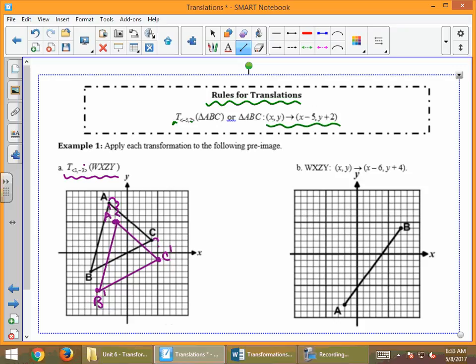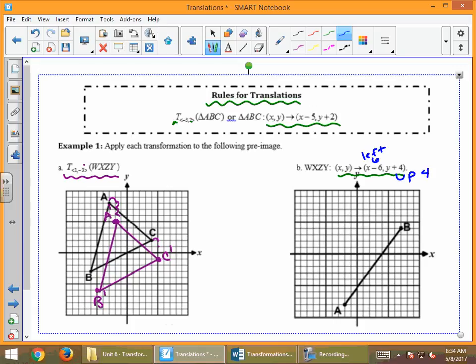Nice straight lines. Done. You just took that original triangle, split it right 1 unit and down 3 units, and there we go. Same thing with B, except the rule's written a little differently. Again, when you're x minus or x plus a number, or y minus or y plus a number, that just means translation. And we're subtracting the x's, so that means we're going left 6. And then we're adding to the y, so that means we're going up 4.